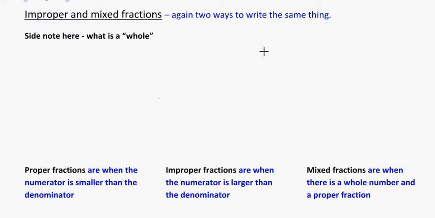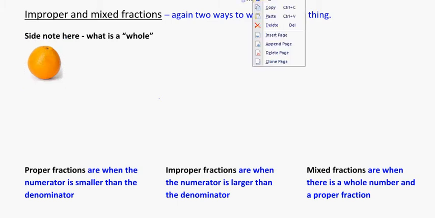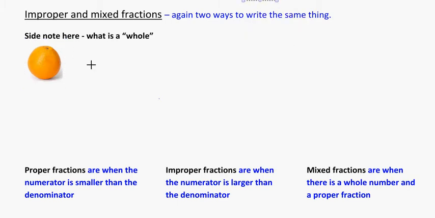Okay, so we're going to look at improper and mixed fractions, and I'm going to start here with just the concept of what a whole is again, because it will help us understand what's going on with these. So if I think about a whole orange, that's a whole orange, and if I were to cut it into pieces, I could chop it up into quarters, for instance. 4 quarters. And those 4 quarters we could put back together again to go back to the whole.